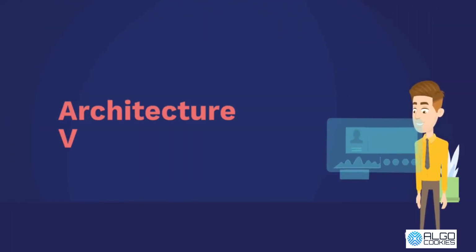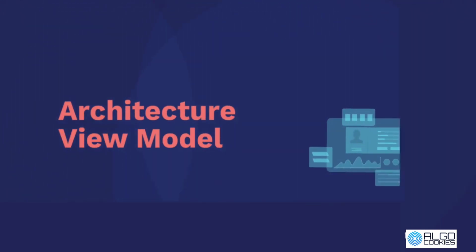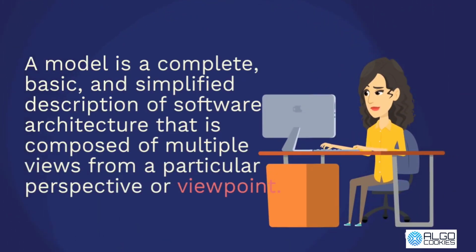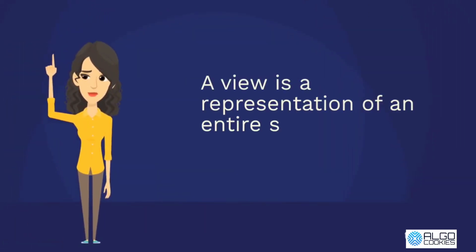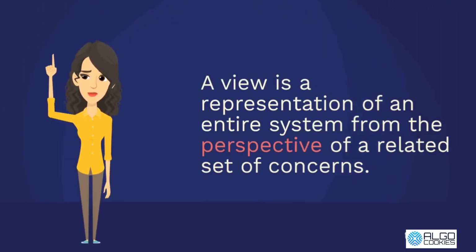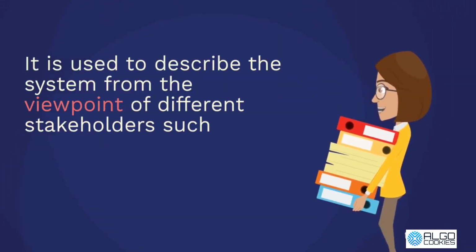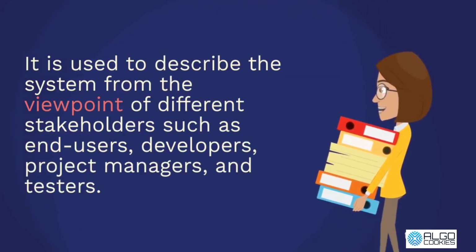Architecture view model. A model is a complete, basic, and simplified description of software architecture that is composed of multiple views from a particular perspective or viewpoint. A view is a representation of an entire system from the perspective of a related set of concerns. It is used to describe the system from the viewpoint of different stakeholders such as end users, developers, project managers, and testers.